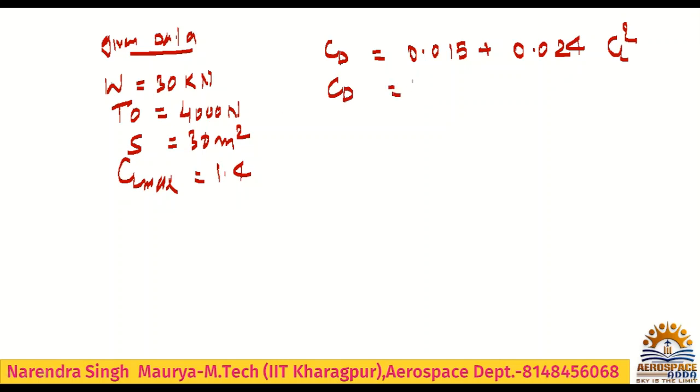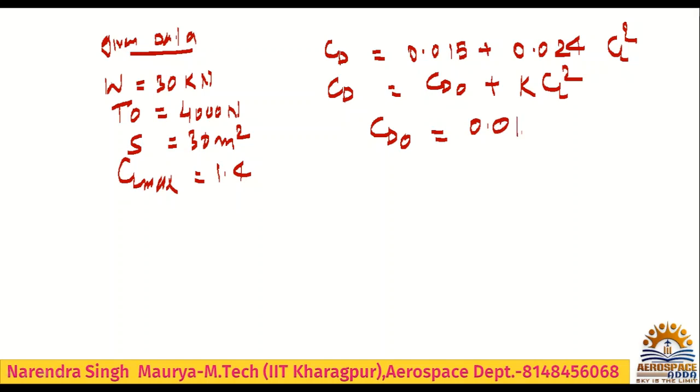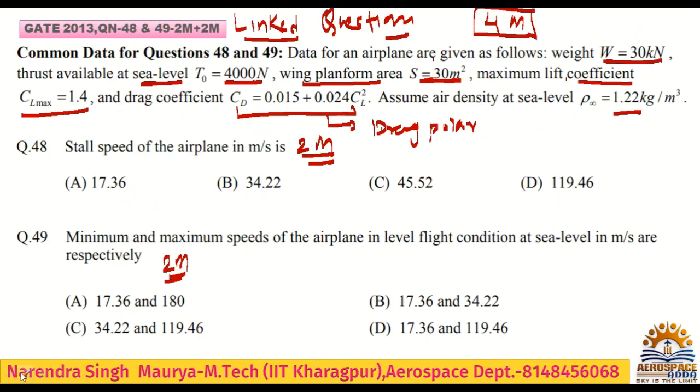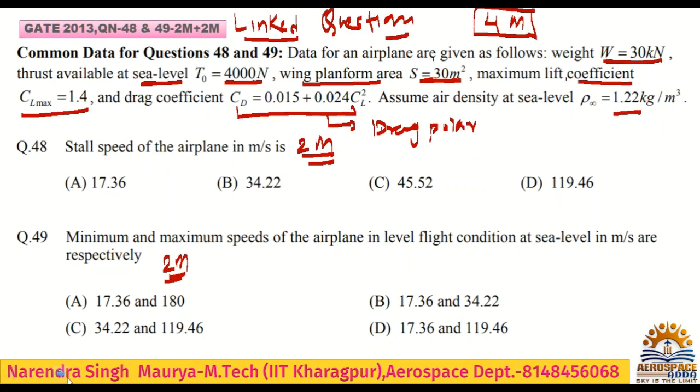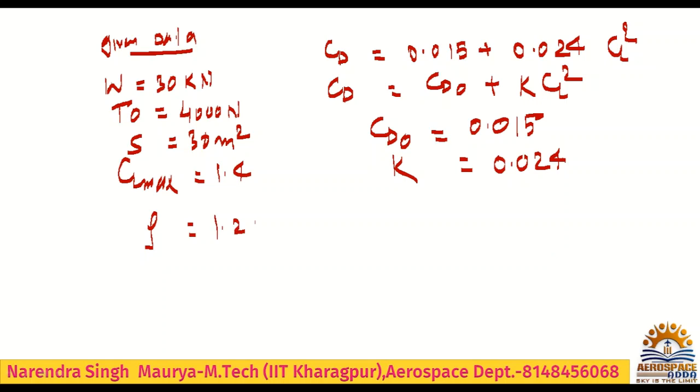Drag polar will always be compared with CD naught plus K CL square. So indirectly they have given CD naught as 0.015, and K as 0.024. Any other values? They have given the density, which is 1.22 kg per meter cube.